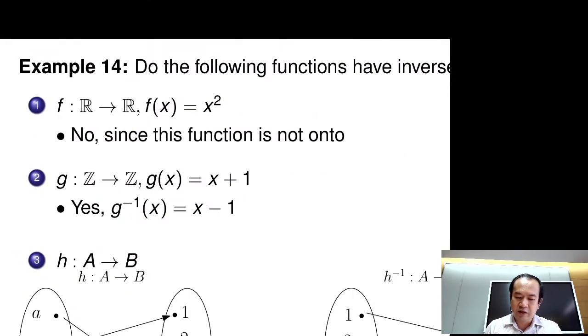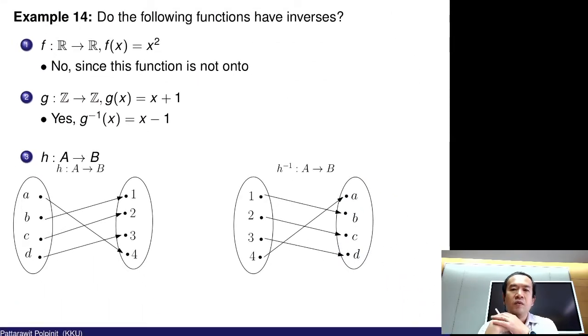Okay, let's see some examples. Let's say that f is a function from the real number set R to the real number set R. f of x is equal to x squared. Okay, what is the inverse function of this one?